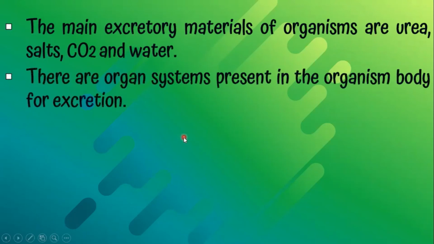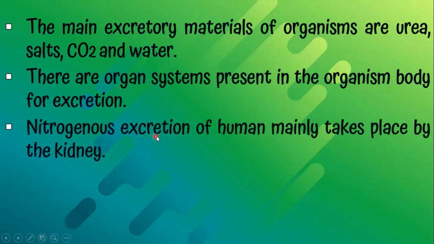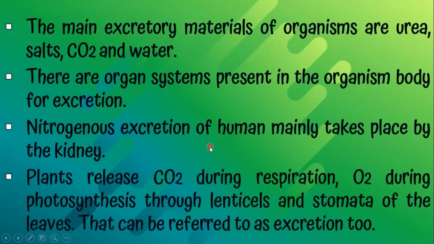There are organ systems present in the organism's body for excretion. Nitrogenous excretion of humans mainly takes place by the kidney. Plants release CO2 during respiration and O2 during photosynthesis through the lenticels and stomata of the leaves. That can be referred to as excretion too.